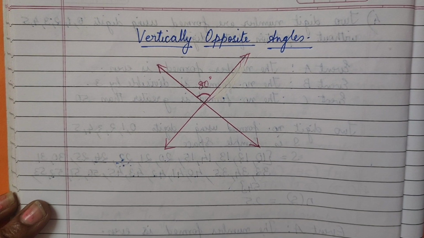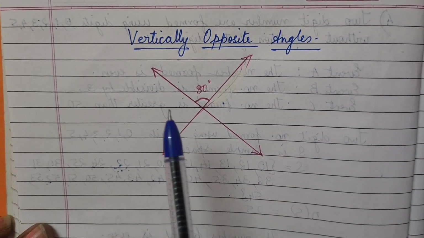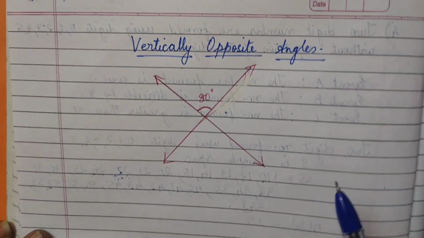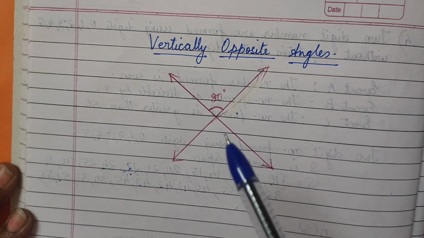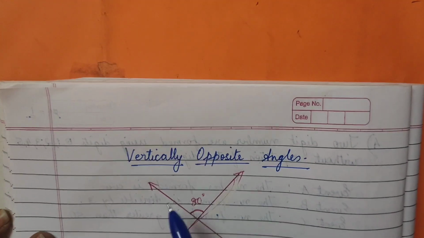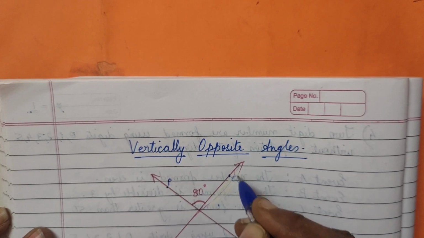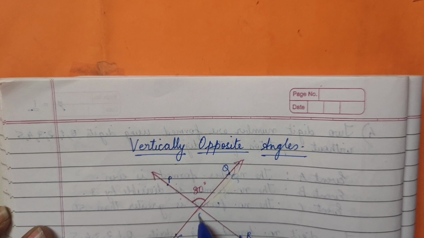Students, we have to solve practice set 2.1. But before solving that, we need to brush up vertically opposite angles. So, what do you mean by vertically opposite angles here? You can see, I'll just name it here. This is P, Q, R, and S. This is O.